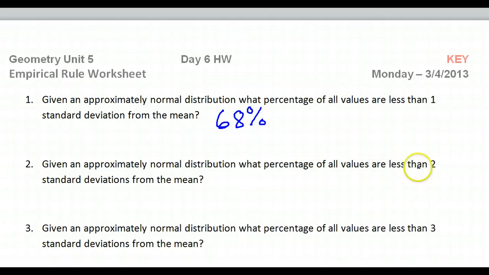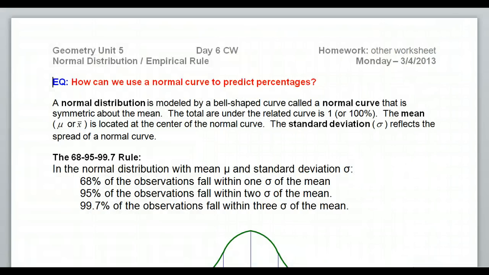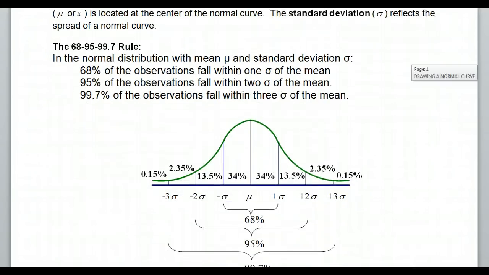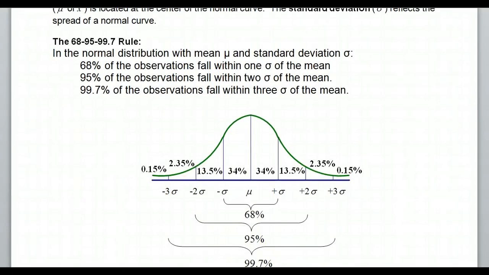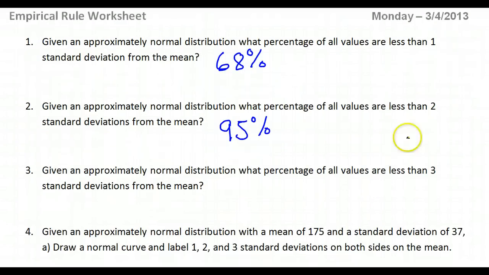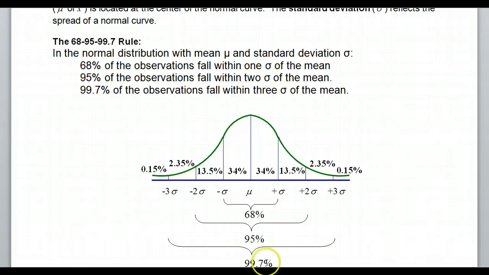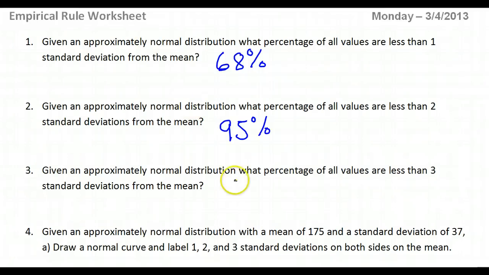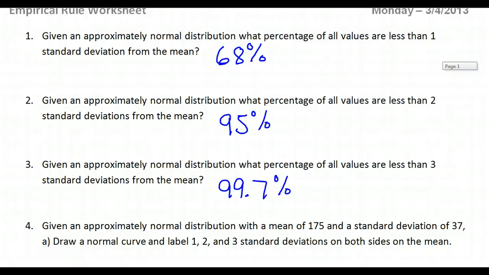Alright, what percentage of values are less than 2 standard deviations from the mean? Okay, less than 2 standard deviations from the mean, that's your 95%. Okay, and what percentage of values are less than 3 standard deviations from the mean? Well, that is our 99.7%, 3 standard deviations from the mean. Alright, so far so good. You just have to memorize that.